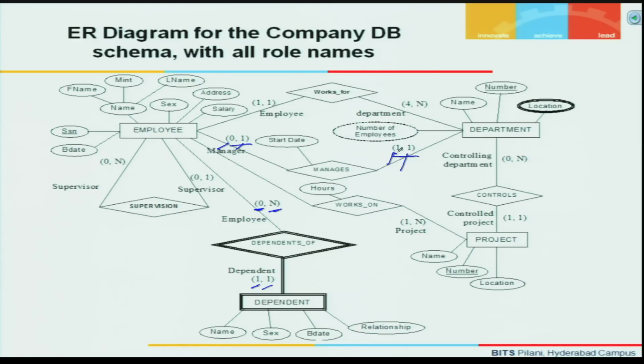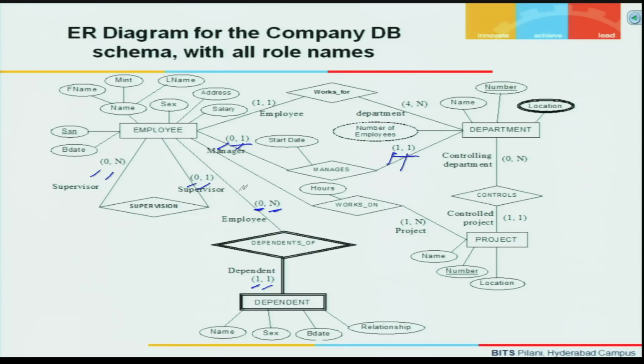Okay. And similarly, in supervision, a supervisor can manage 0 employees and a maximum of n employees, meaning that some supervisors do not have any employees to manage. And one employee can have no supervisor, and at most can be managed by only one supervisor.